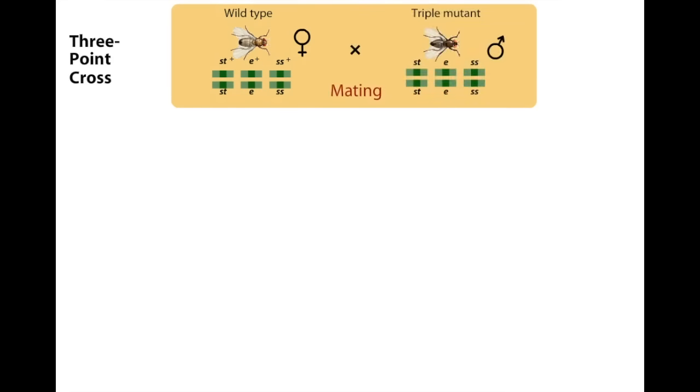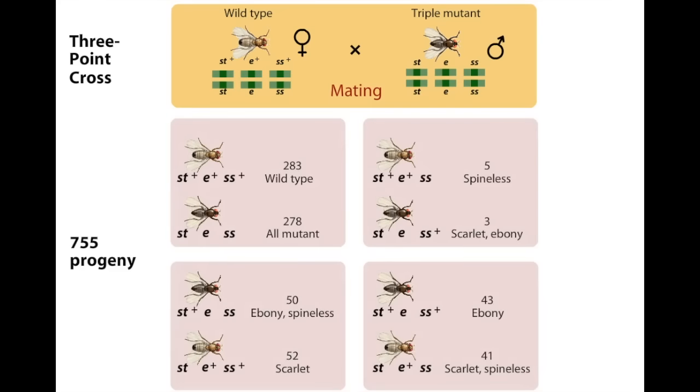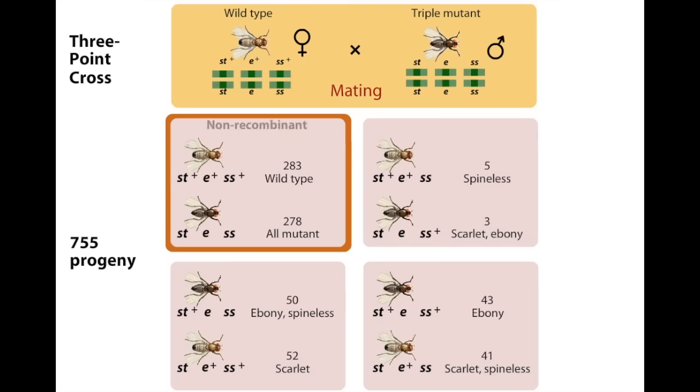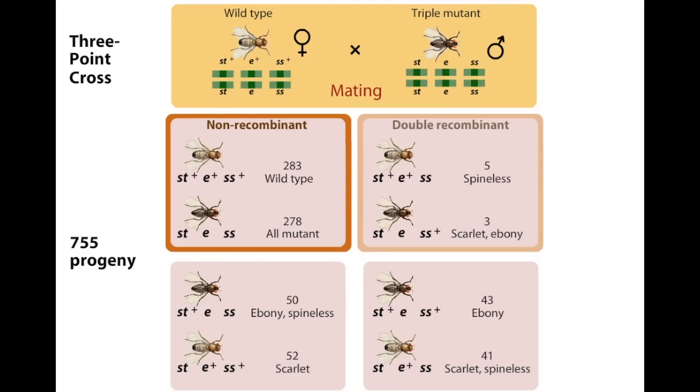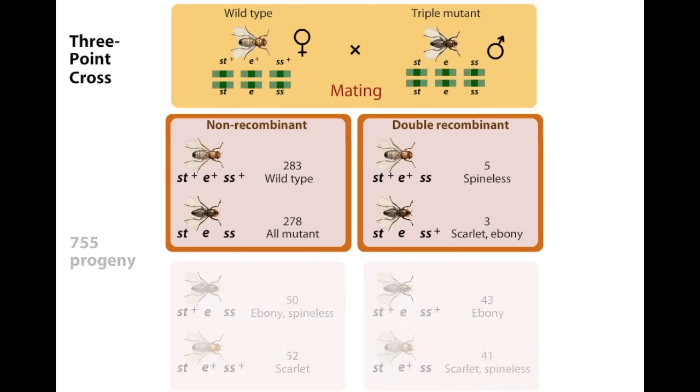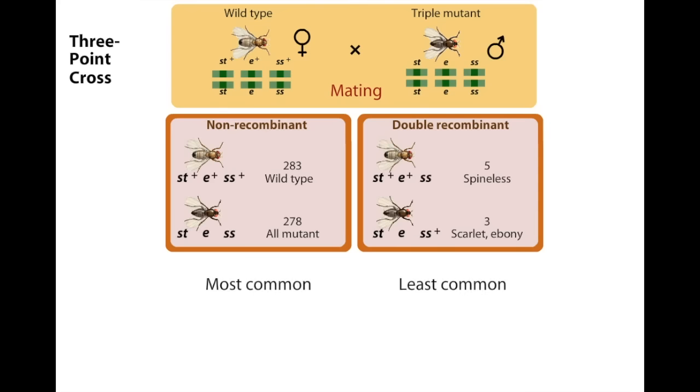Our testcross produces 755 progeny, expressing 8 different phenotypes. As expected, the most common progeny are non-recombinants, wild-type heterozygotes and triple mutant homozygotes. The double recombinants, spineless flies and scarlet-eyed ebony flies, are easy to identify. They're the two least common classes of progeny flies.